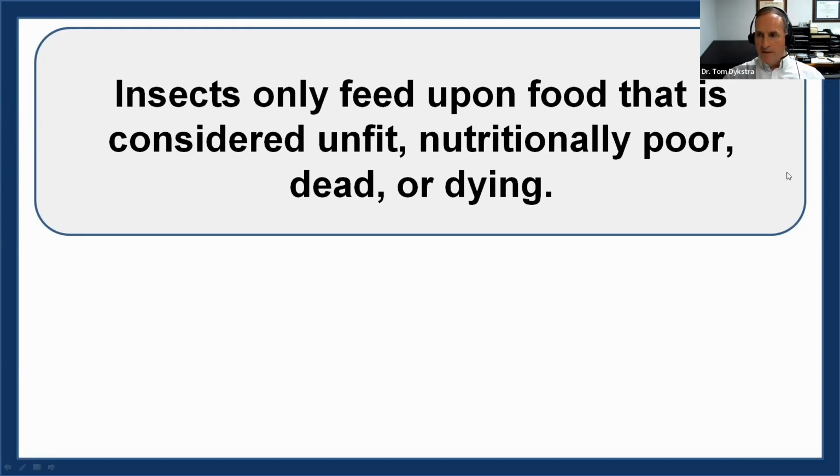Because of this, it changes your whole mentality about how you look at insects, because they do have a simple digestive system. There are reasons why they do what they do. Not all insects are the same: some of them will be feeding on dying plants, other ones will be feeding on dead plants, and others will just go after nutritionally poor ones or unfit ones. All the insects will have their own degree with which they work.